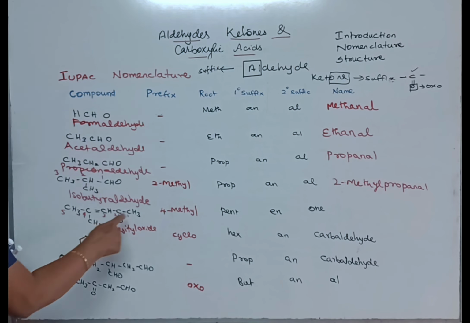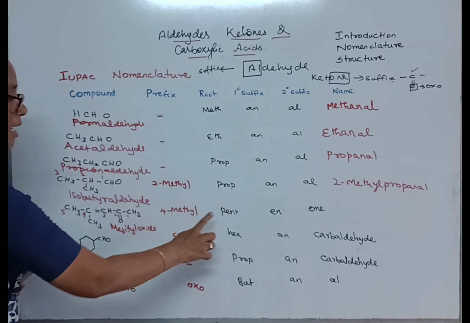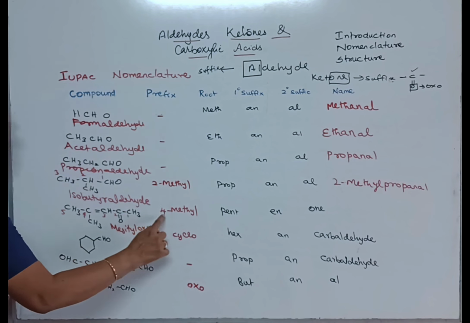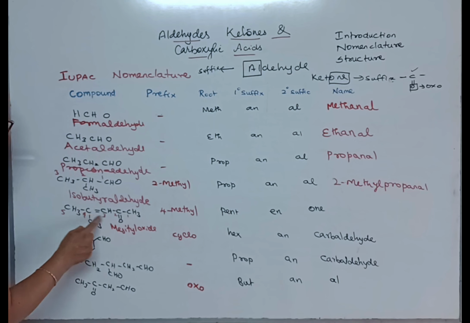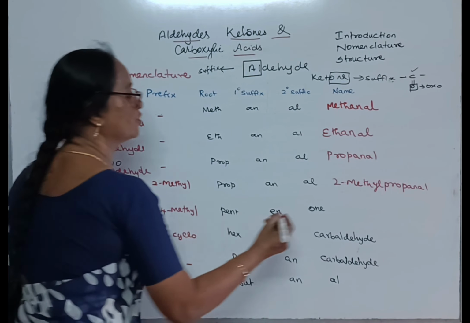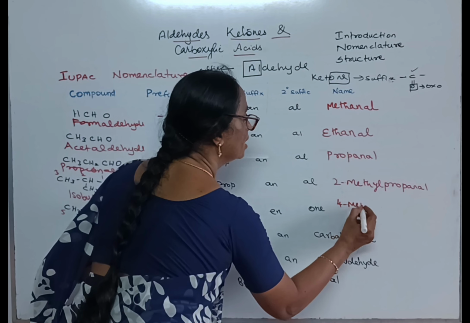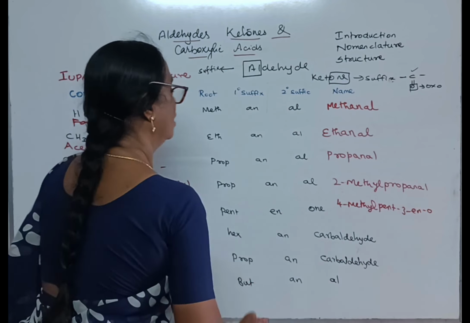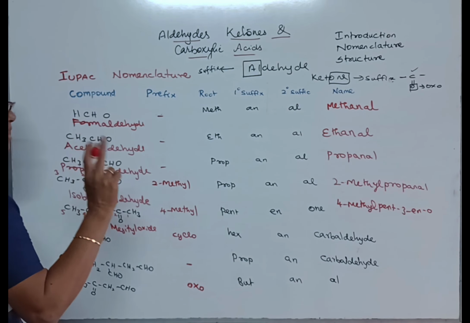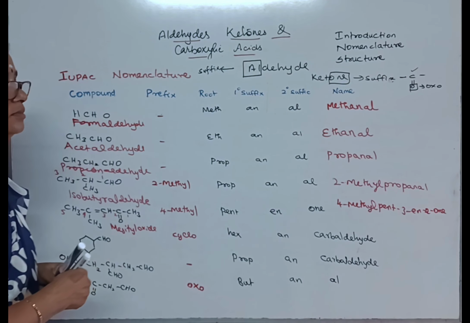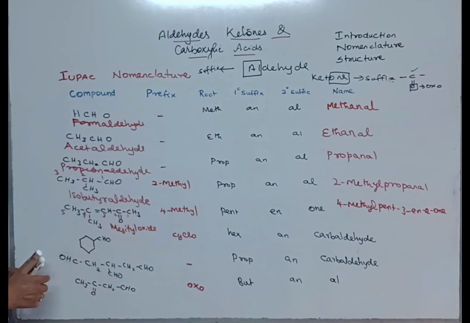And its IUPAC name: the straight chain has 5 carbon atoms, root word pent. And for its prefix, the fourth position has methyl, so 4-methylpent. And it has a double bond at the third position, so 4-methylpent-3-ene. The position of the one is the second, so you have to take it as 4-methylpent-3-en-2-one. So why do we give here the position of the CO group?